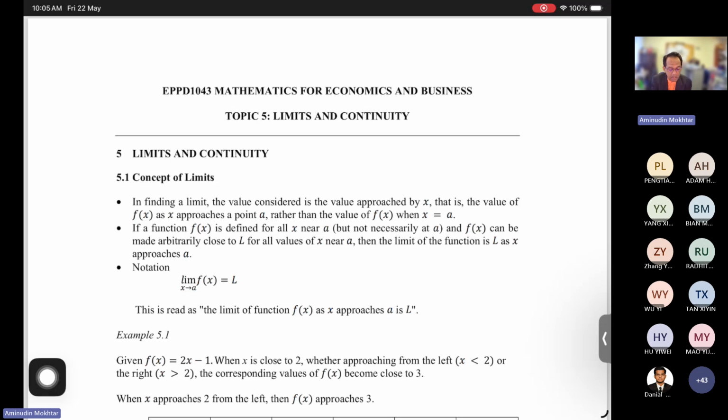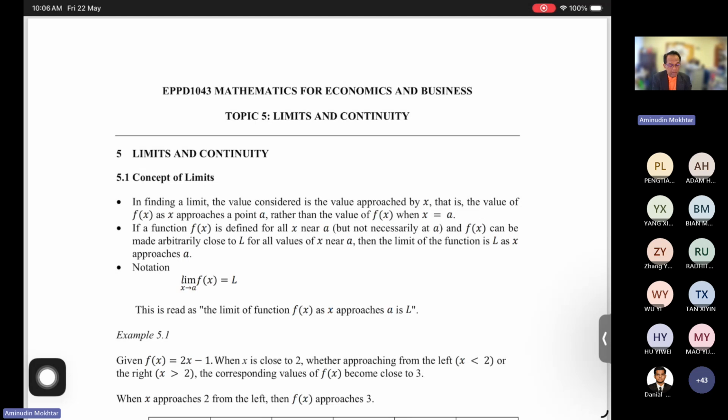Okay, for topic 5, there is about limit and continuity. Basically, this topic is a continuation from topic 1. In topic 1, we have learned about, I explained about the function, the linear function, and quadratic, log, and exponent, and the application as well.